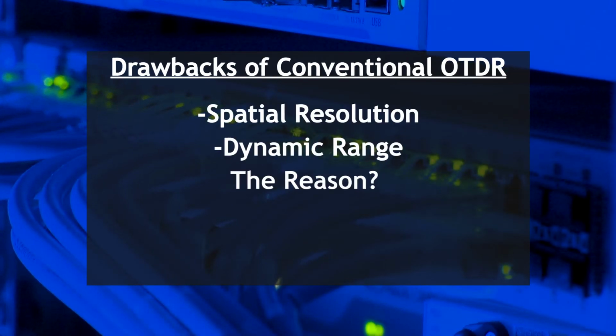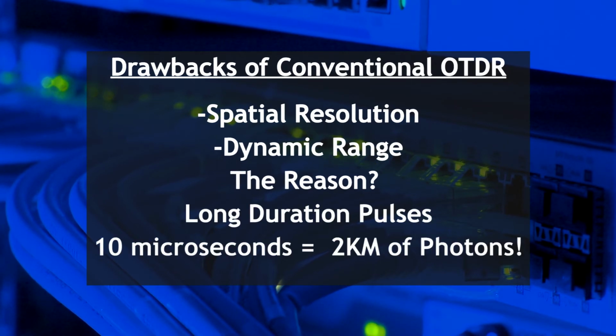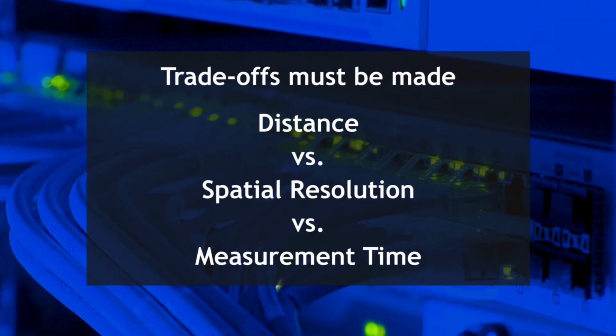This is because the pulses of light must be relatively long in duration if longer fibers are to be inspected, up to 10 microseconds, which represents a train of photons 2 kilometers long. Shorter fibers can use shorter light pulses, but the resolution is still often measured in the meters or tens of meters. Conventional OTDR requires the user to make a trade-off between distance, spatial resolution, and measurement time.